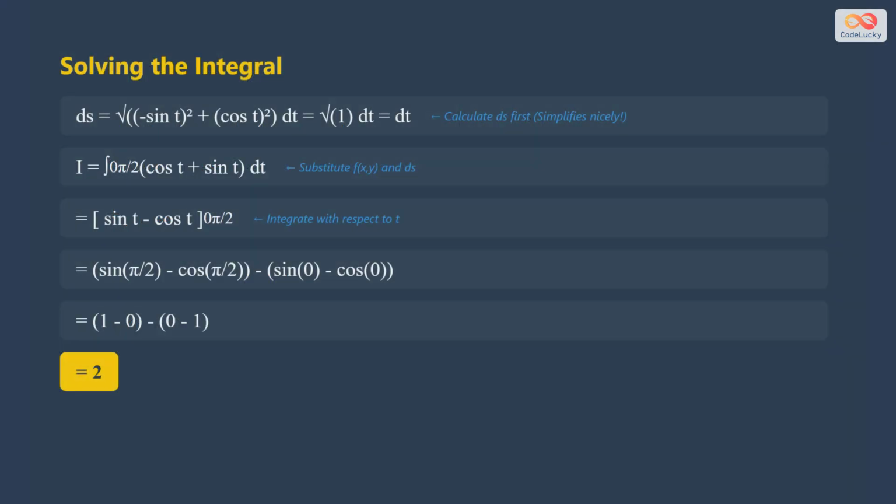Now we calculate ds. Since the derivative of sine is cosine and the derivative of cosine is negative sine, the sum of their squares is 1. So ds simply becomes dt. Substituting x and y into our integral gives us cosine t plus sine t. Integrating this from 0 to pi over 2 yields a final answer of 2.